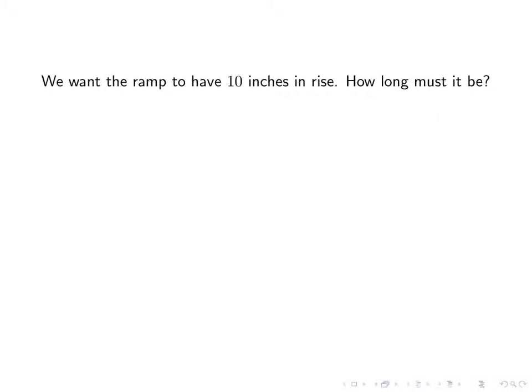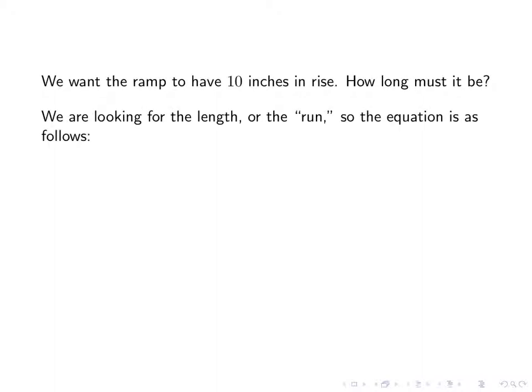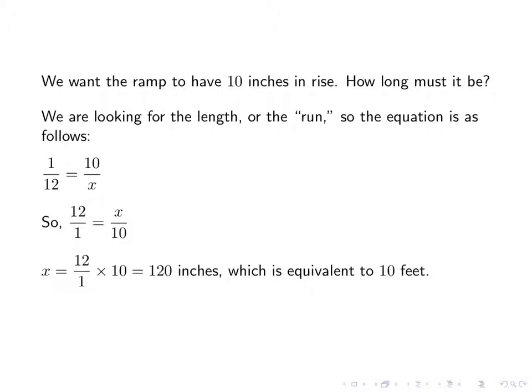So for instance, we want the ramp to have 10 inches in rise. How long must it be? We're looking for the length, or the run. So the equation is as follows: 1 over 12 equals 10 over x. Again, it's rise on top, run on bottom. So 10 on top, x on bottom. I'm going to flip them both so that my unknown is in my numerator. And then I'm going to multiply by my denominator, 10. So 12 times 10 is 120 inches, which is equivalent to 10 feet. So if I want a ramp that rises 10 inches, I need it to be 10 feet long.